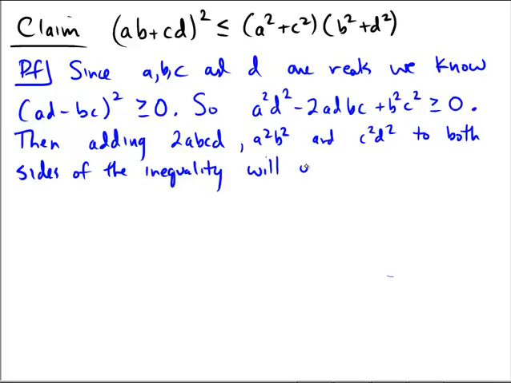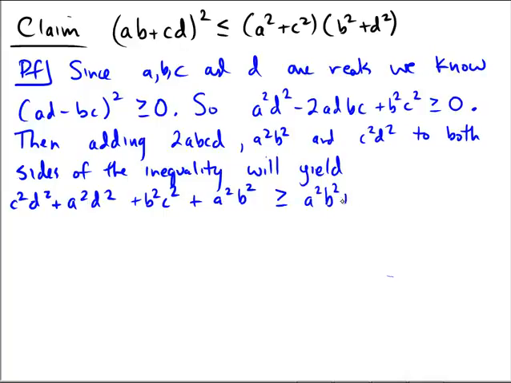This will yield, on the left-hand side, an A squared D squared, the B squared C squared, these two new ones that we threw in, A squared B squared, and we'll also have a C squared D squared. So I'm putting all of those on the left-hand side. And on the right-hand side, we'll just have those three pieces. So I'll write them as A squared B squared plus 2ABCD, writing them in a different order, plus C squared D squared.